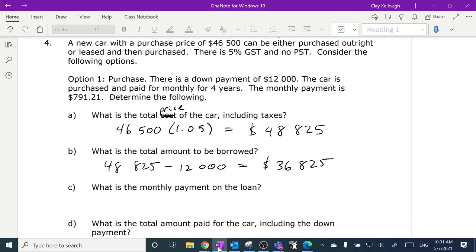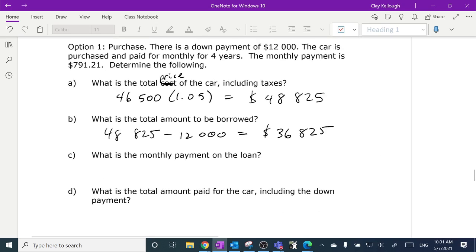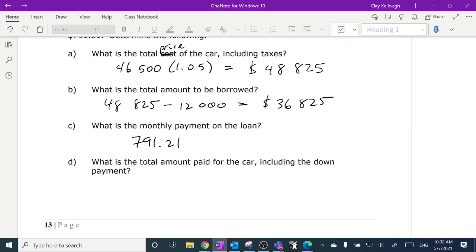Okay. So now, what's the monthly payment on the loan? Well, it says that the monthly payment is $791.21, because we'll assume that the GST and PST are already in that number. And then what is the total amount paid for the car? Okay, so we're paying this for 4 years. So how many payments is 4 years? Who knows their 12 times table? 12 times 4. That's 48 payments.